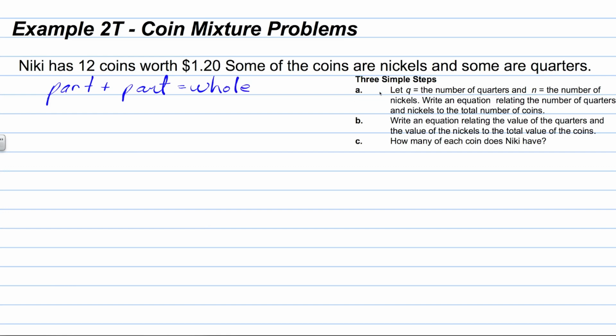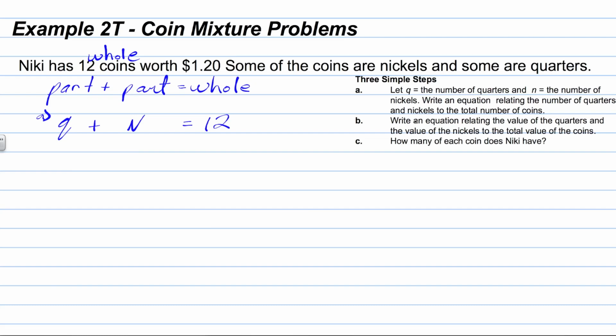And in part A, we need to write an equation relating Q and N to how many coins there are. How many coins there are is our whole. We have 12 coins in total. And if we add Q to N, that'll give us 12. The number of quarters plus the number of nickels is equal to 12. Notice, I didn't just say Q and N that time, I said what they meant. So this is our part A, which gives us our first equation.